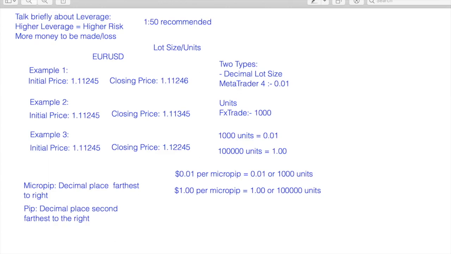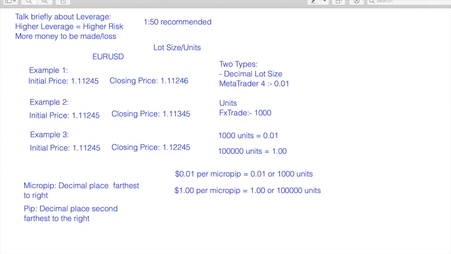So that you can make a lot of money, or you can lose a lot of money if it goes back to you. So leverage, in simple terms, the higher leverage you utilize, the higher the risk, and higher risk means that you can make more money or you can lose more money.